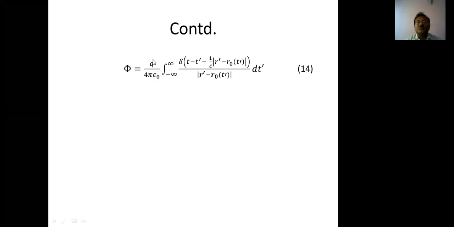This q comes from your charge density, and we are left with the delta function with these big ones over the mod of r prime minus r naught, which is a function of t prime, and dt. And as we know, this argument of your delta function can be taken as some function f of t prime. So you can write it this way.